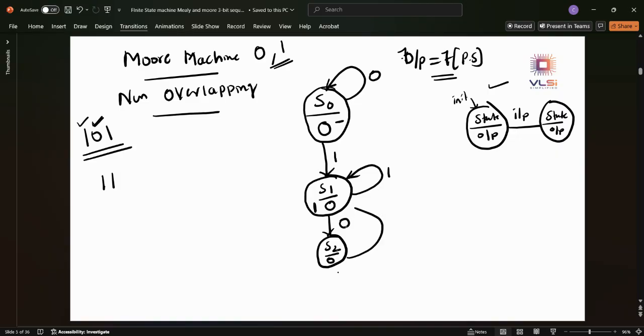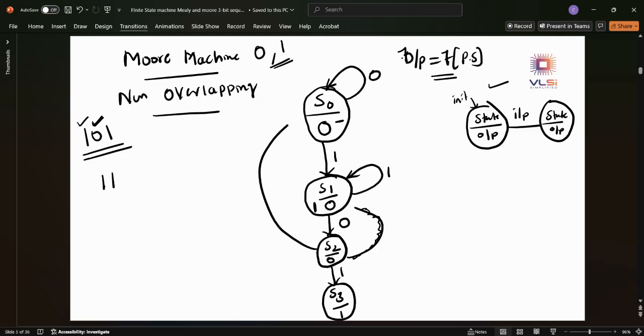And at S2, when it is 0, where should it go? It should go to the initial state. So the input is what? 0. And it has two possible combinations. So here you got 1 0, and here you got 1 0 1. You got the whole sequence. That's why output equals 1. And it has S3. So when you are getting 1, where should it go?